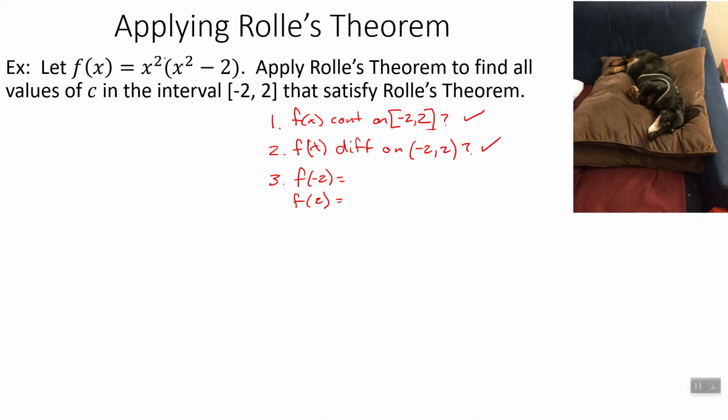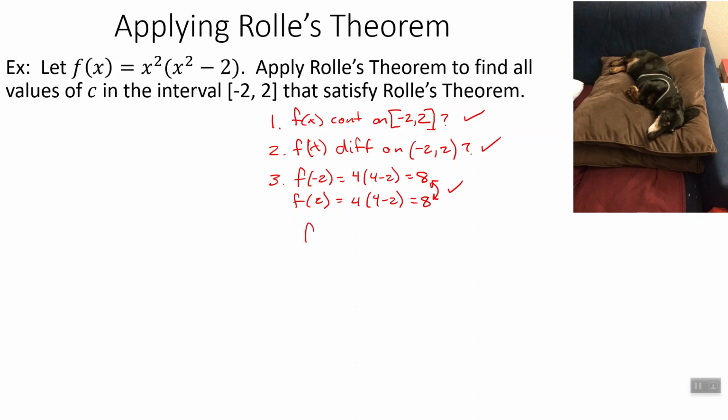So if we plug in -2, actually this is an even function, so yeah, they are going to be equal to each other. But if we plug in -2, we're going to get 4 times 4 minus 2, which is 8. If we plug in 2, we're going to get 4 times 4 minus 2 also, which is 8. So these two guys are equal to each other. So Rolle's theorem checks out.